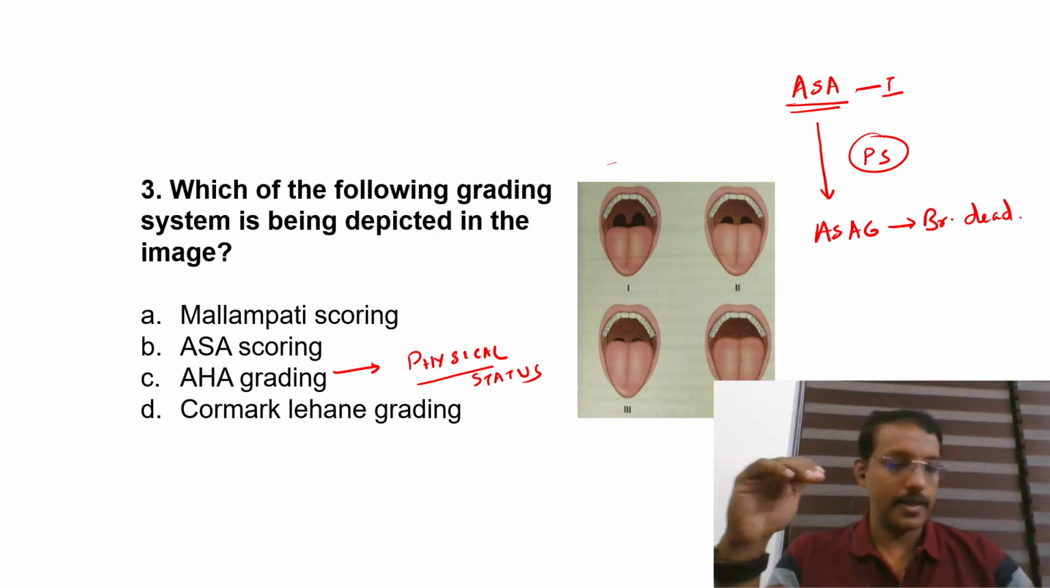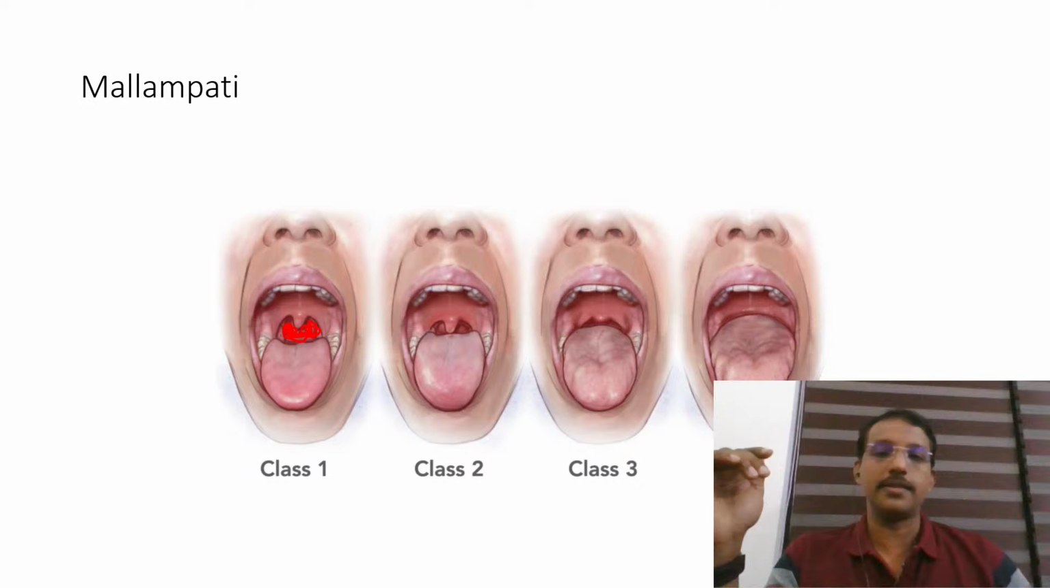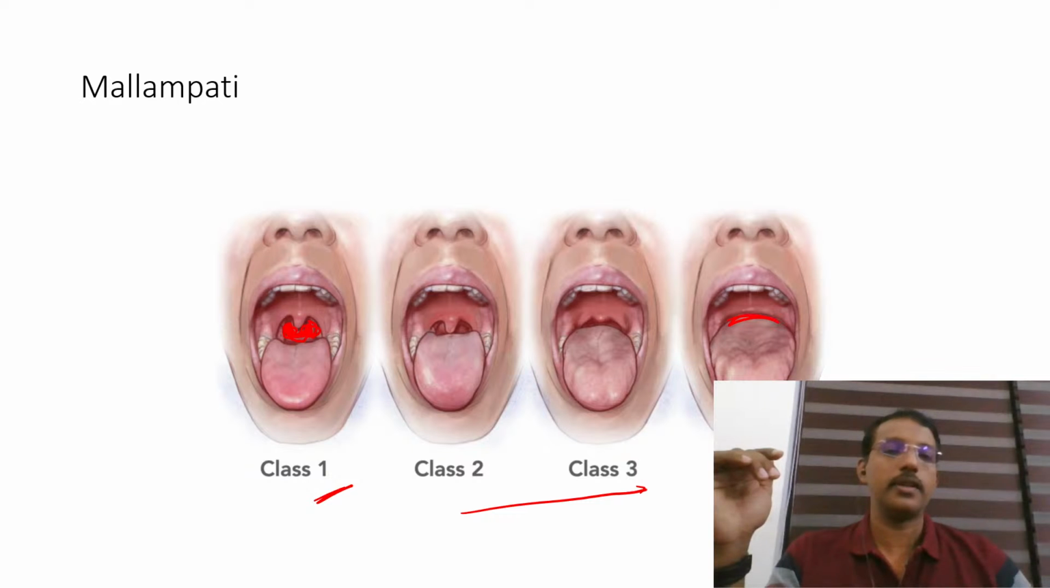Cormack and Lehane scaling is the next one. I'll show you. This is the Mallampati assessment which we have seen. You can see this area is the place through which your endotracheal tube passes in. So class 1 is considered to be easy because you have more space, but as you progress to class 4, you can see there is no space for the tube to enter into the pharynx.